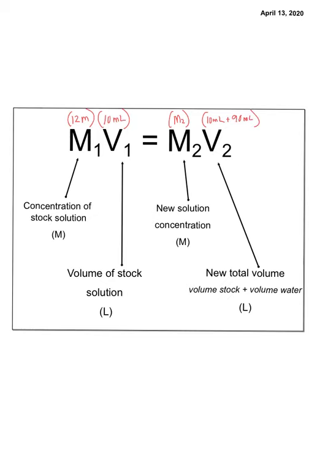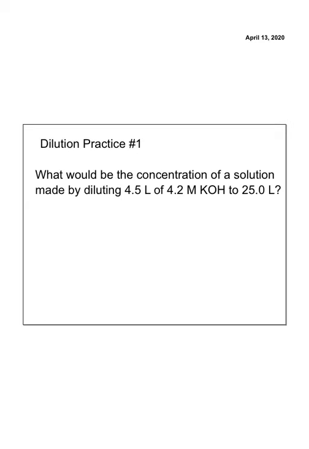Okay, usually your volume is in liters, but it is okay if they are both in milliliters. They just have to match. You can't have one in milliliters and one in liters. But if they're both milliliters, that should be fine. So then we can solve for the missing piece. If I take 10 mils of this strong stuff and add 90 mils of water to it, right, and I solve for M2, I would get 1.2 molar. So I would have a new concentration of 1.2 molar, which would be much safer to give you guys than the 12 molar. So let's do a problem.